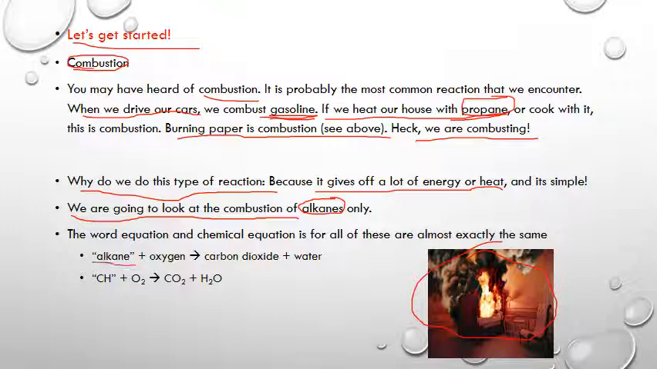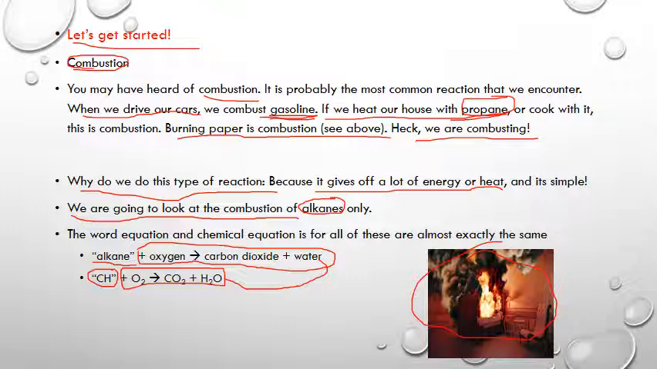We'll have our alkane, and then what's going to be the same for all the word equations is whatever the alkane is, and then this will not change. Plus oxygen yields carbon dioxide and water. The chemical equation will be whatever the chemical formula of the alkane is, and then this. These two things here will not change in terms of the substances.